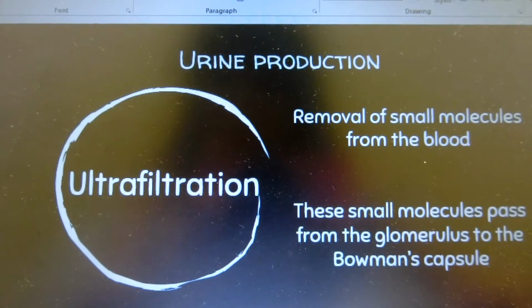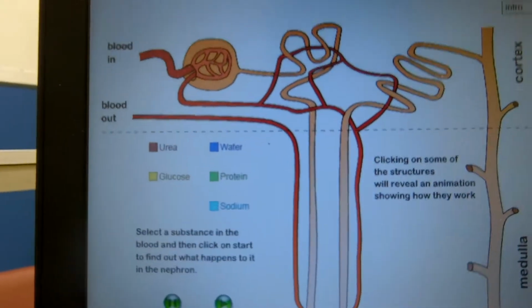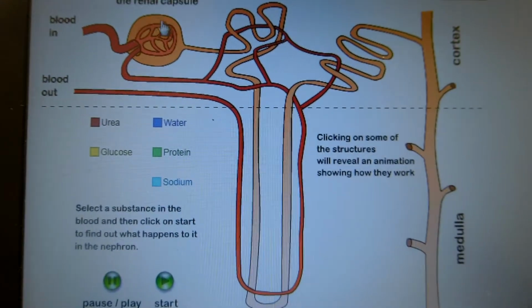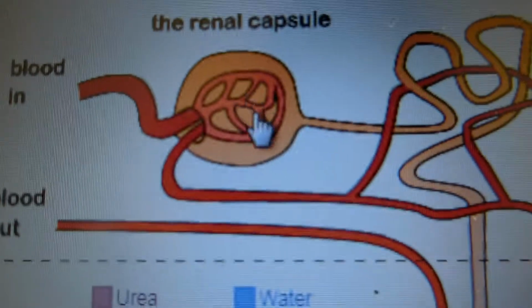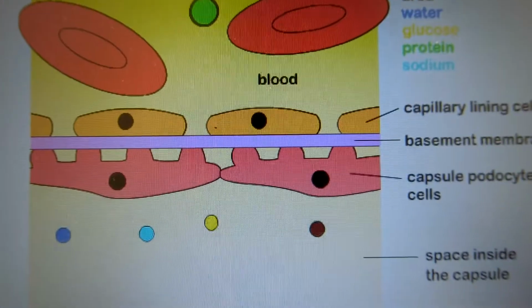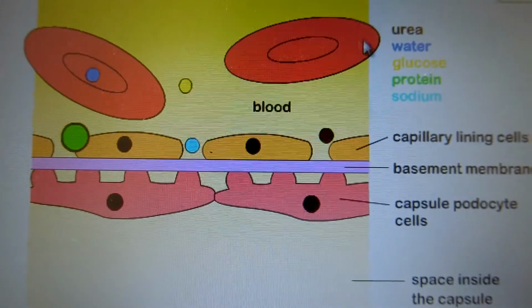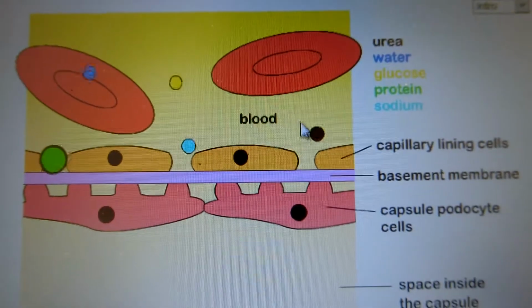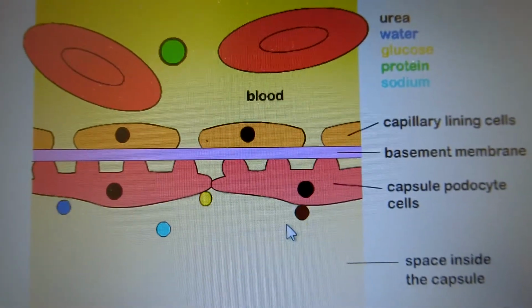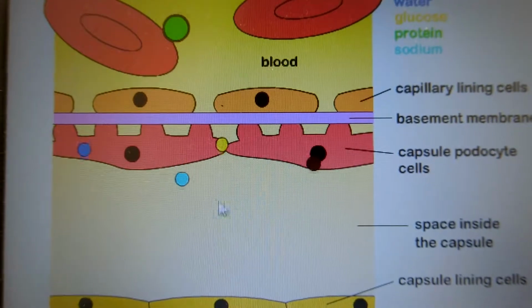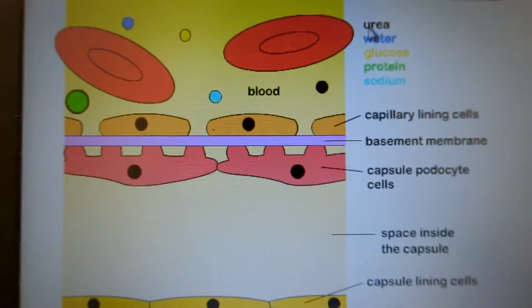So let's see what exactly happens. In ultrafiltration, as mentioned just now, it happens in your Bowman's capsule, which is this portion here. Now we're going to zoom in into this portion to see what exactly happens. This is a zoom-in version of your Bowman's capsule. This is obviously your red blood cell, this is your blood, and this is your basement membrane separating your blood vessel, your glomerulus, and your Bowman's capsule in your nephron. This is the space inside your Bowman's capsule. So let's see what's happening here.